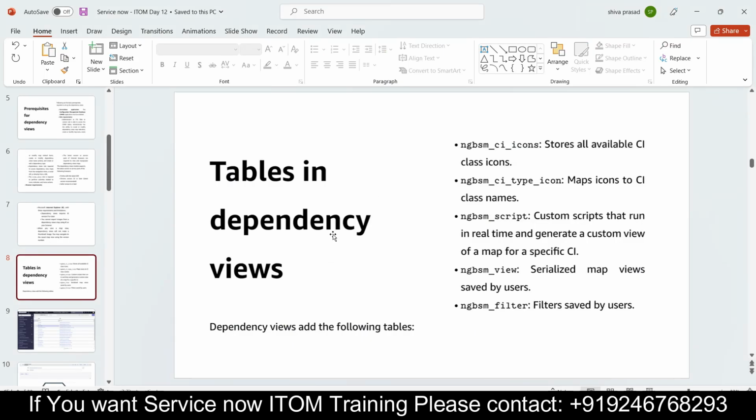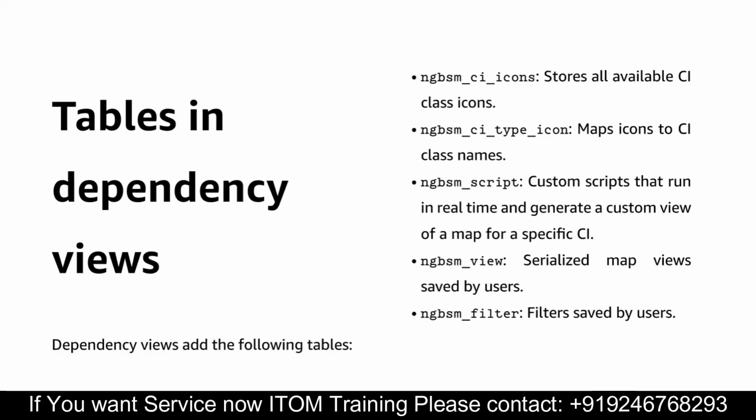So these tables are related. Once you see that, NGBSM underscore script means a custom script that runs in real time and generates a custom view of the map for a specific CI. So what does it mean?